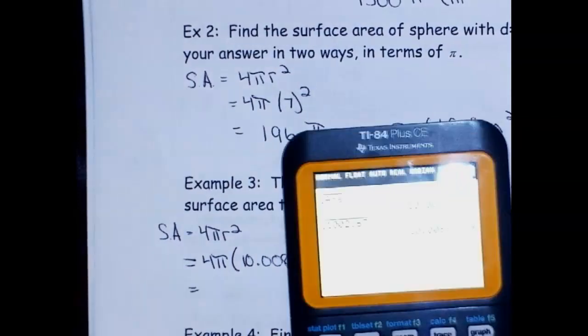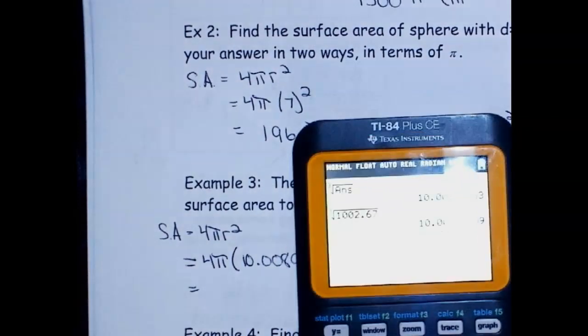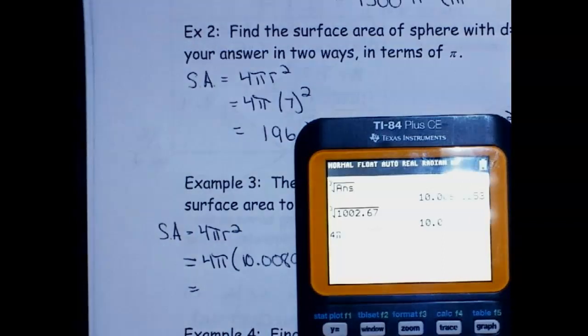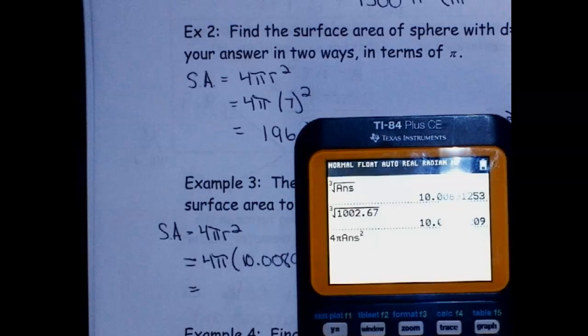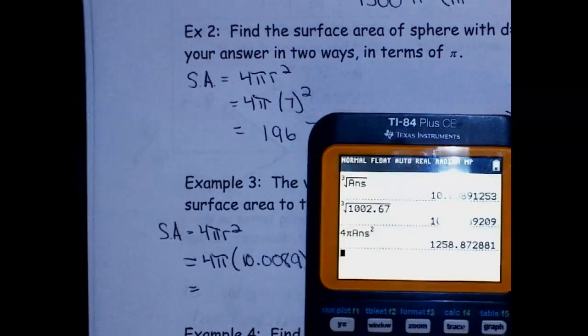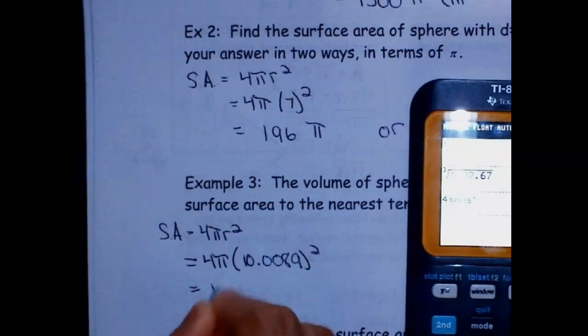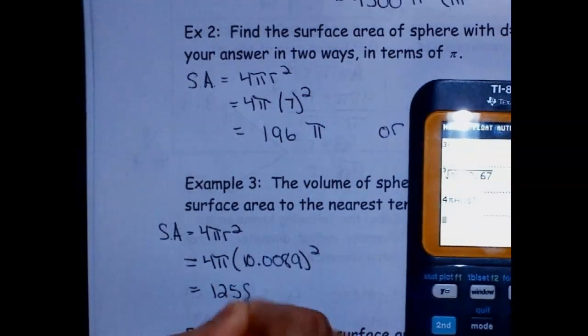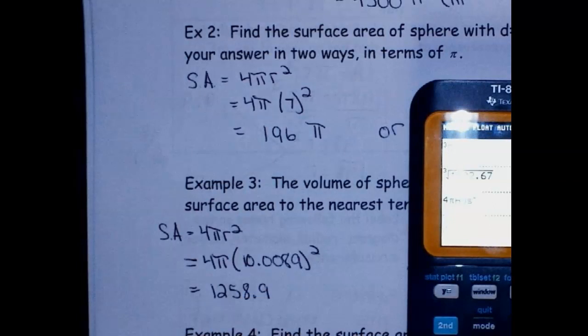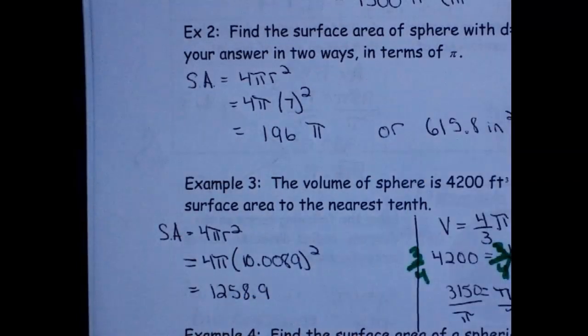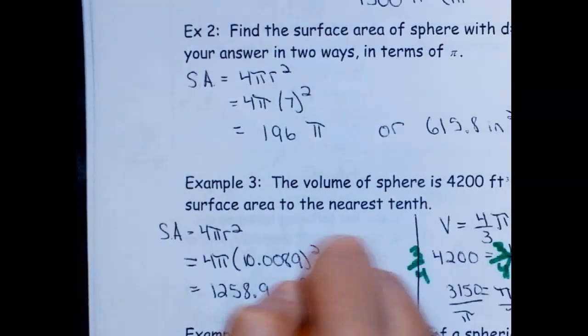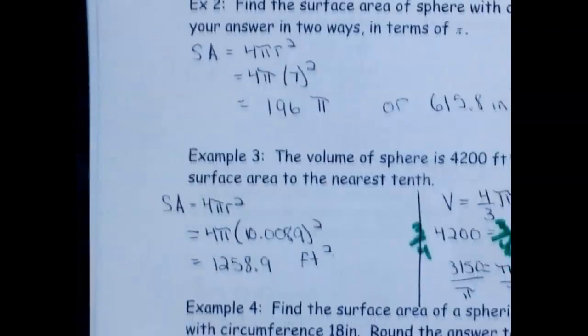And again, if you have it stored in there, we can use that answer button if you want. We've got 4 pi times my answer to the second power. Again, if you don't like the answer button, just make sure you keep out enough decimal places. And finally, we get 1,258.9. And if we are talking surface area, again, that is feet squared.